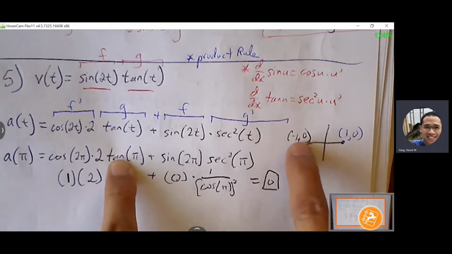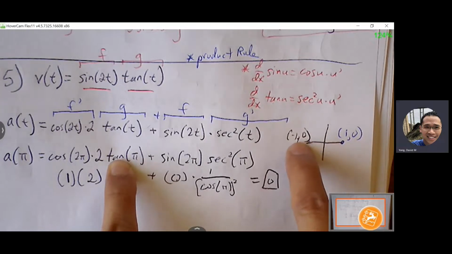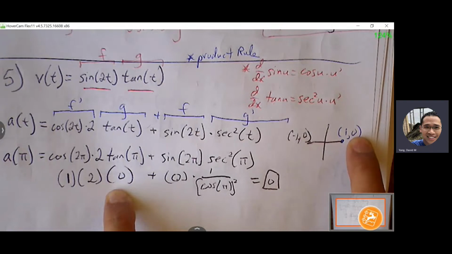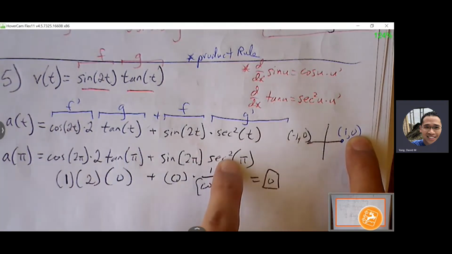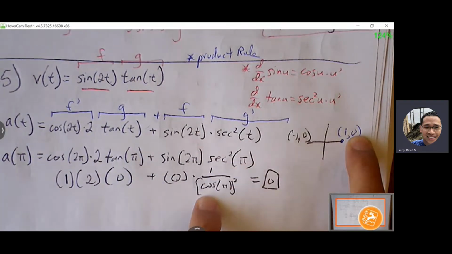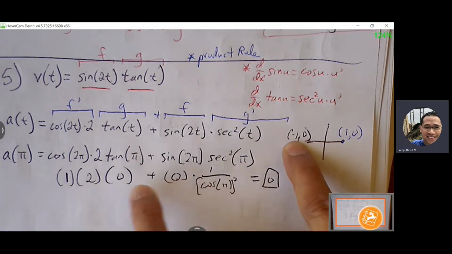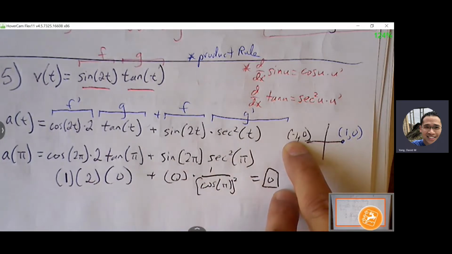Tangent is y over x. 0 over -1 is 0. Sine of 2 pi, sine is the y value, which is 0. Secant is 1 over cosine. So think of cosine of pi. You know cosine of pi is -1. -1 squared is 1. Really not going to make an impact here because 0 is going to wipe that out. So I have 0 plus 0, which is 0.